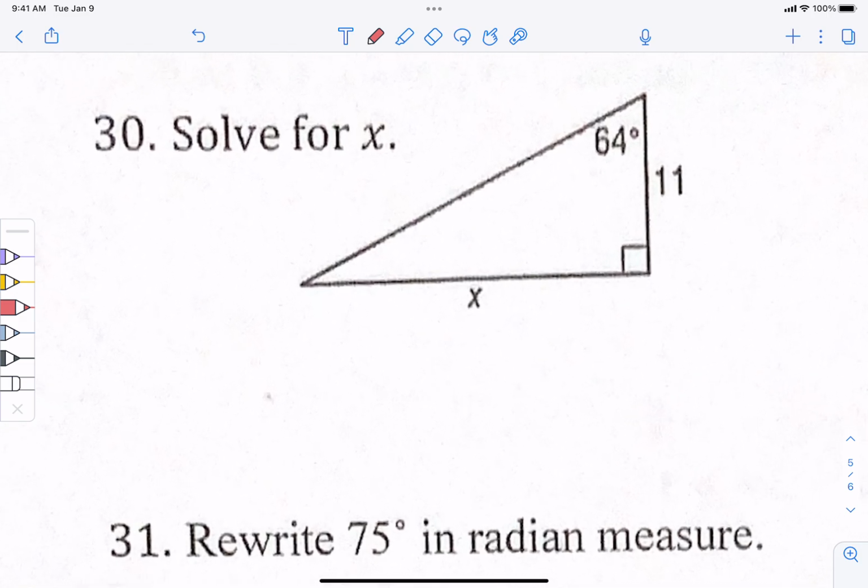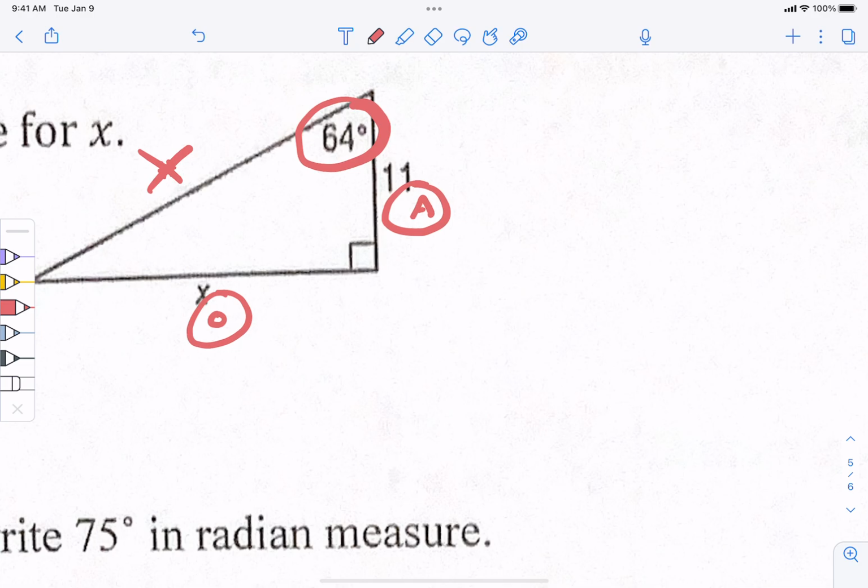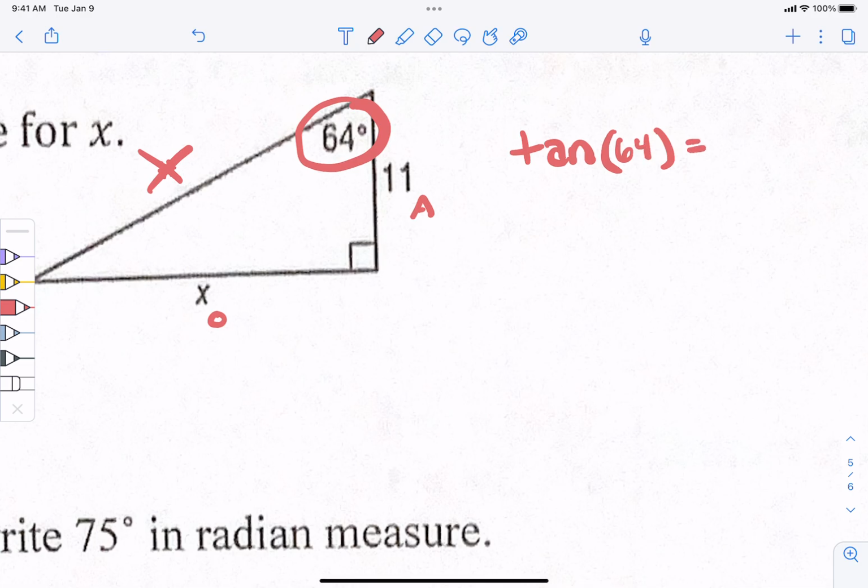We're going to be using our trig functions again to solve for this x because they give us 64, but you only have to use one of the trig functions. You have to decide which one you're going to use. So if they give us 64, x is the opposite side, and 11 is adjacent to 64. This is the hypotenuse, but we're not using the hypotenuse because they don't give us anything. So we need O and A, which is going to be tangent. Okay, tangent is TOA, and tangent of 64 equals opposite over adjacent, which is x over 11.